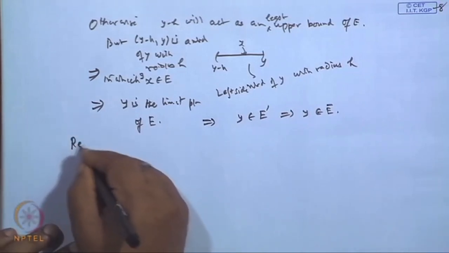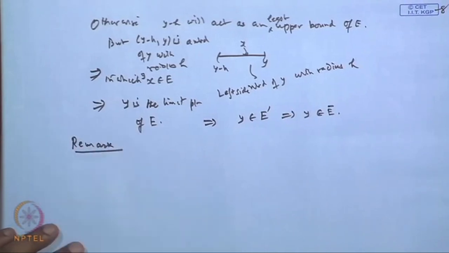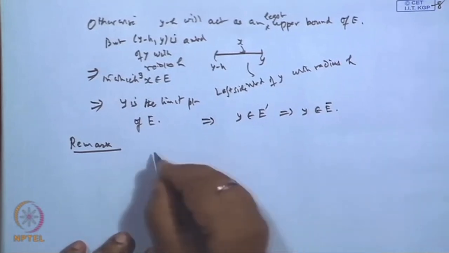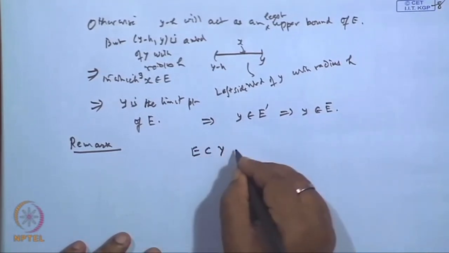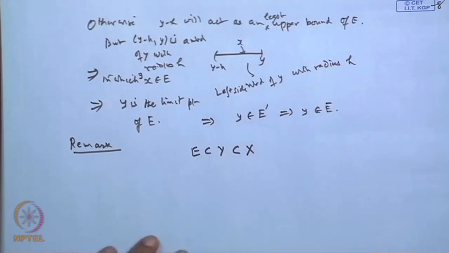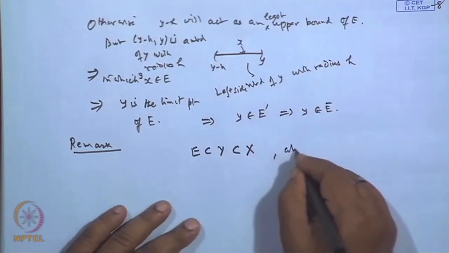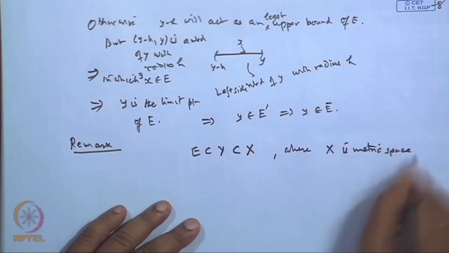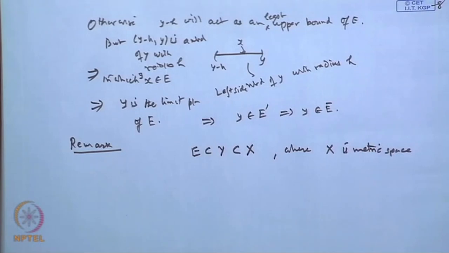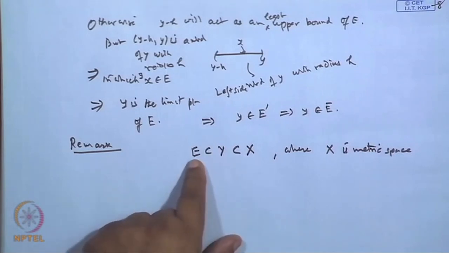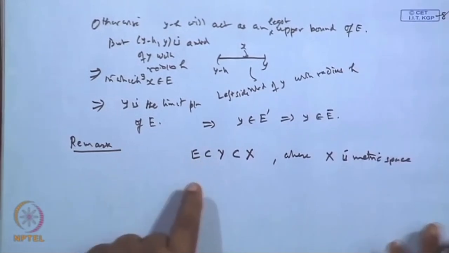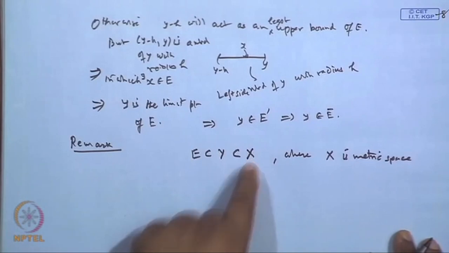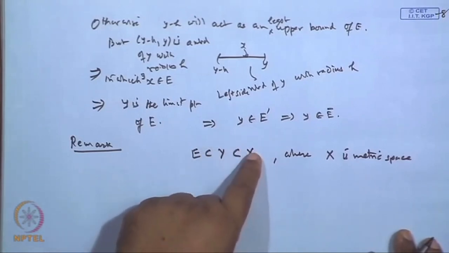Now, remark we can see. We know if E is a subset of Y is a subset of X, suppose where X is a metric space. Then we have seen that a set may be open in Y, and may not remain open in X.